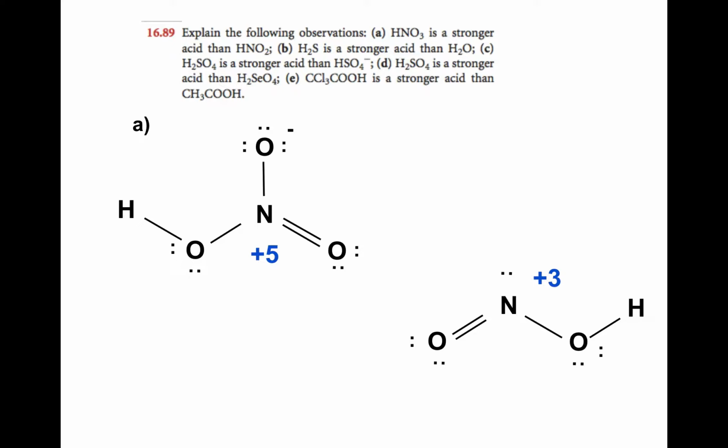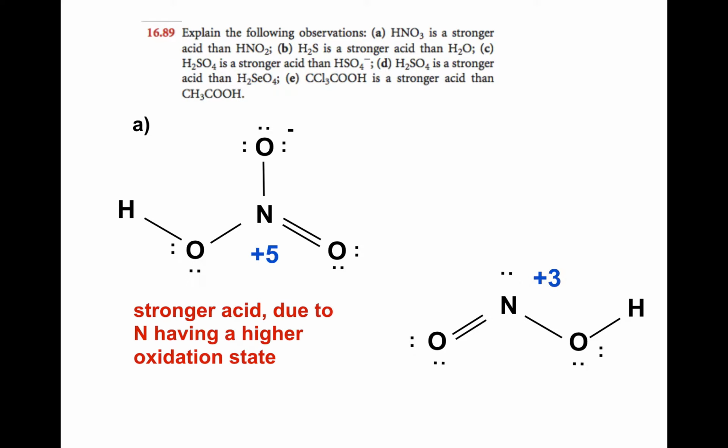pops off easier. So you have an oxidation state of +5 with the nitrogen in nitric acid as opposed to a +3 state in nitrous acid. So electrons get pulled away from the hydrogen-oxygen bond and make that H easier to take off. Stronger acid due to having a higher oxidation state.